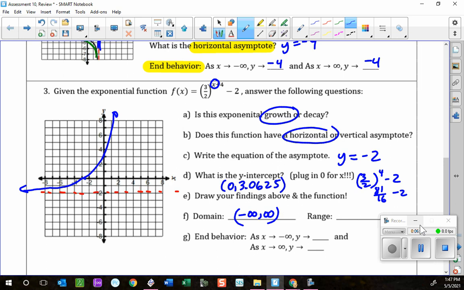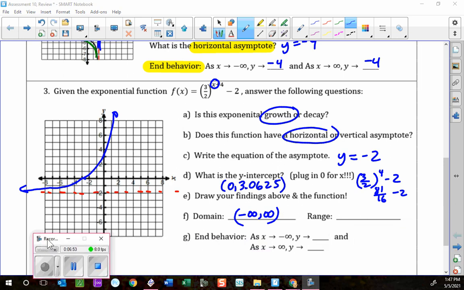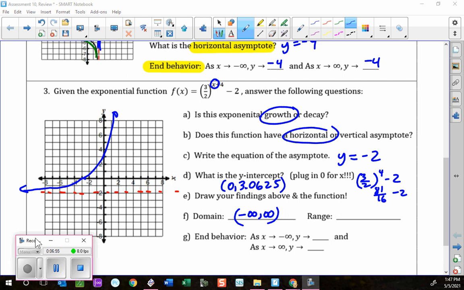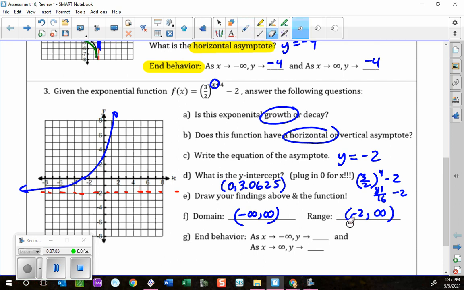But the range is not. The range is held by that horizontal asymptote. Nothing is below that line of -2. So the range is everything from -2 up. So remember, it doesn't touch -2, even though it looks like it might, but it doesn't touch -2, and then it goes up from there. So that would be the height.